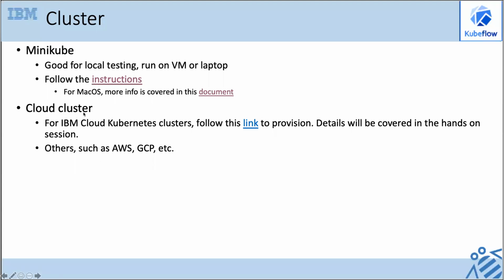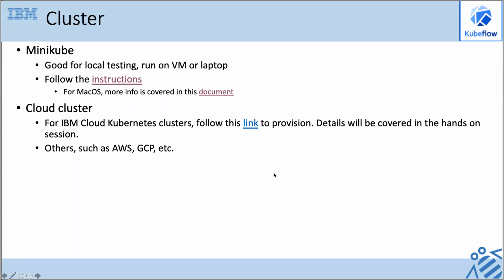what you really want is to have a cloud cluster. There are vendors that provide that. IBM has a cloud Kubernetes service that you can use to create Kubernetes clusters, so you can follow the link to create the IBM Cloud cluster. We will have all the details about how to do that and how you're going to use that IKS. IKS stands for IBM Kubernetes Service.